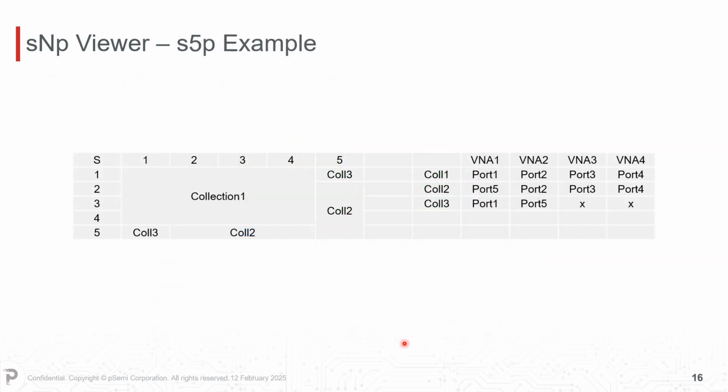Here I've shown how the S4p files are put together to build the S5p files. On the right you can see how each collection is measured on the 5-port device. Please note that if you have 4 settings, for example, each collection can contain 4 files. And then when you save, it will generate 4 S5p files.